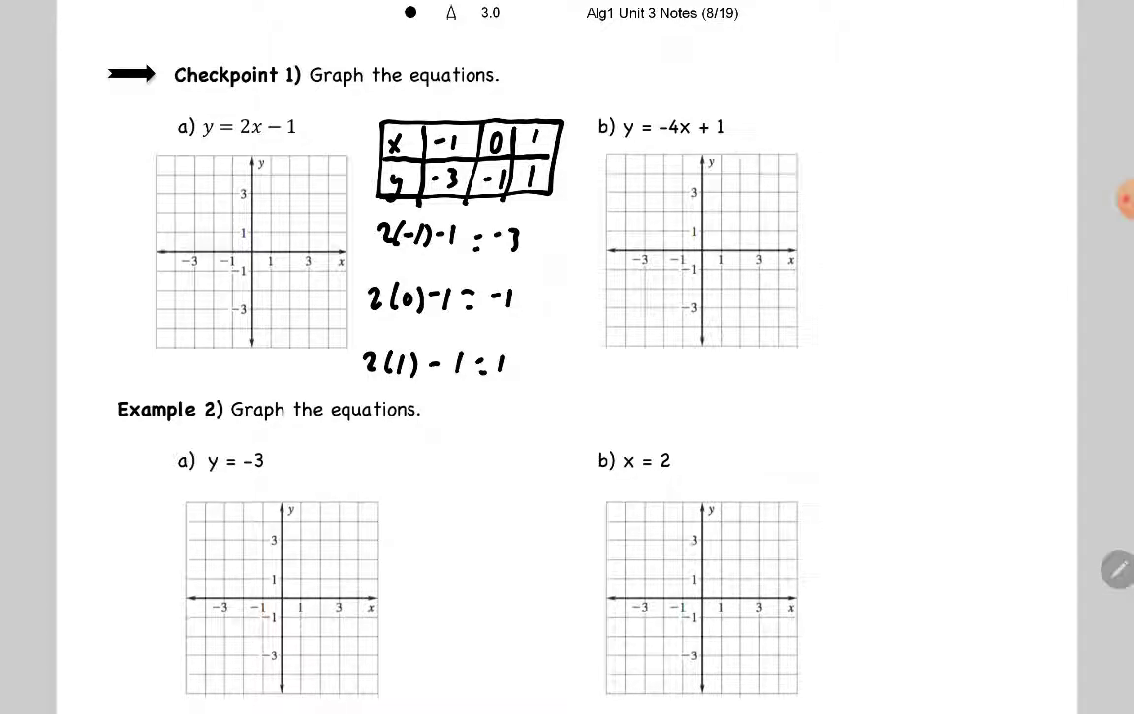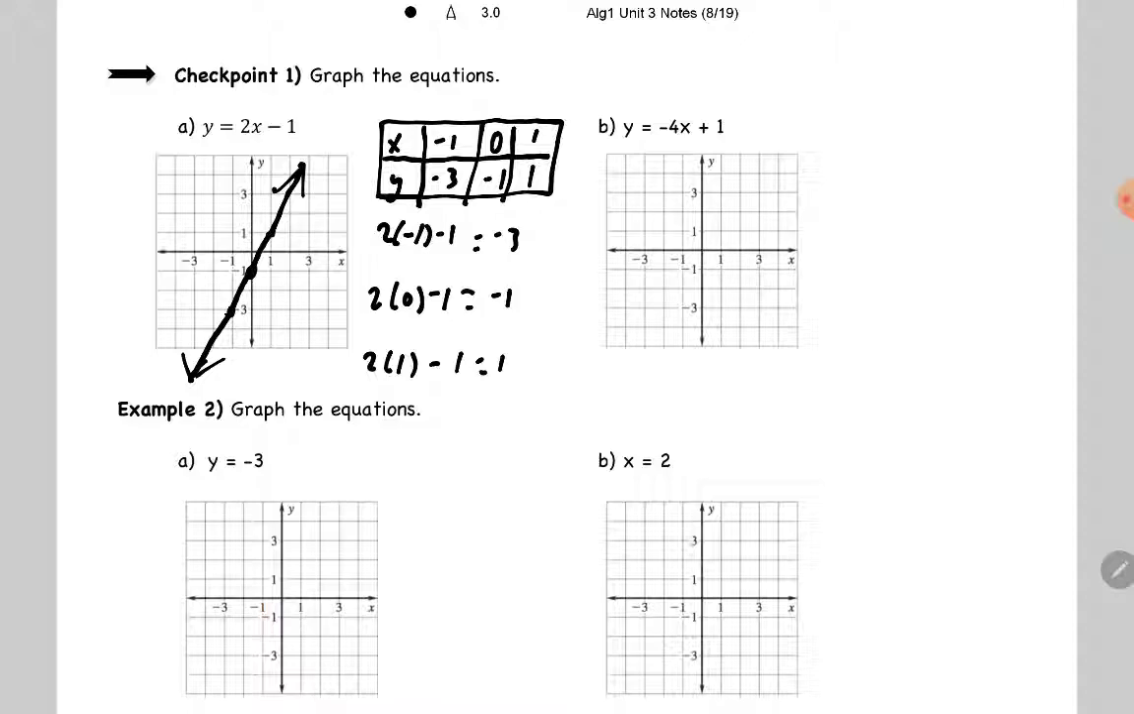So I go to my coordinate, I plot my graph here. For my first one, it's -1 comma -3, so left 1, down 3. And then my next one is 0 in the x and down 1 in the y. And then right 1, up 1. Then draw our line, put arrowheads, and we're done.